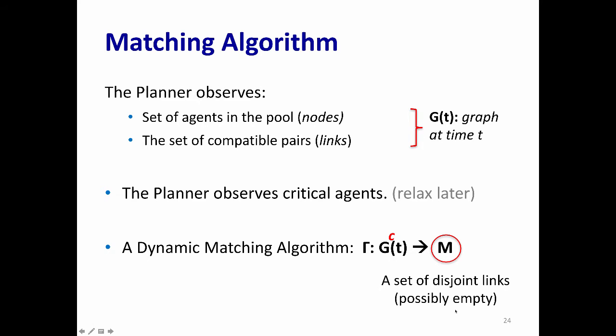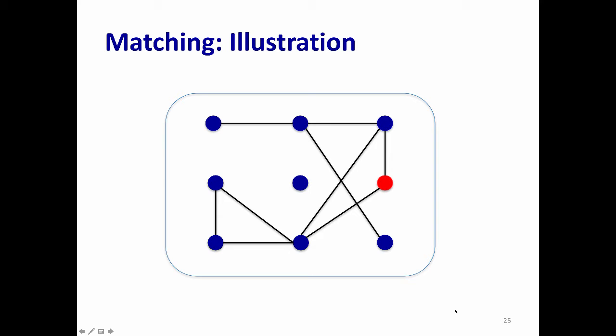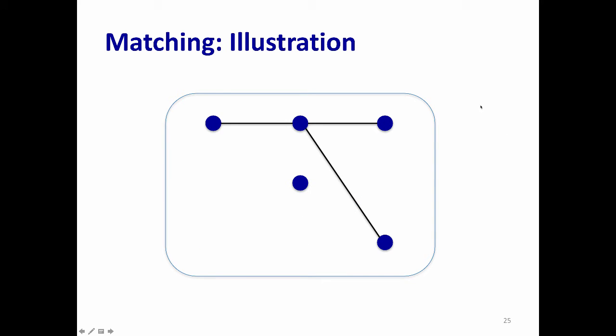In order to make sure we are on the same page, let me just show you one example. So the planner observes the set of agents in the market, as you can see here. The planner observes links, and the planner observes that this agent here is actually critical, and then as a function of this information, the network and the set of critical agents, the planner should pick a set of disjoint edges. For example, this one, the planner decides to match these two together and these two together, and when I match these four agents together, they leave the market, and all links connected to them will actually disappear from the graph, and this is how the system evolves. By the way, this is not necessarily a good or a bad matching algorithm. This is just one example of a dynamic matching algorithm.